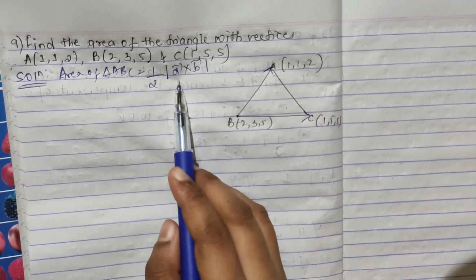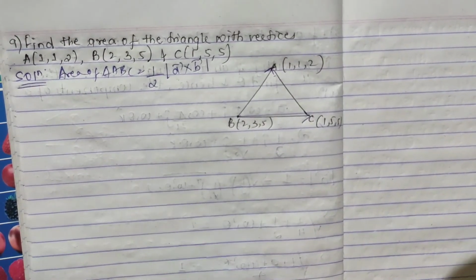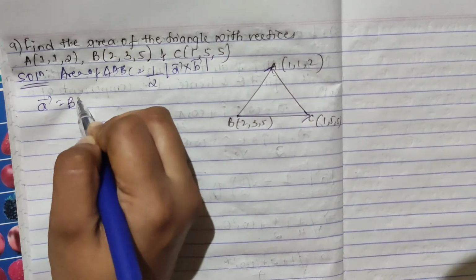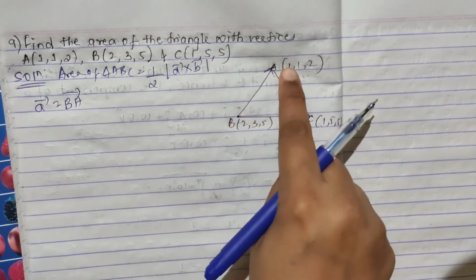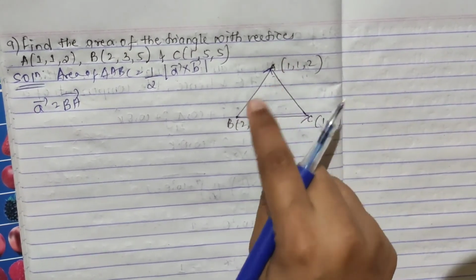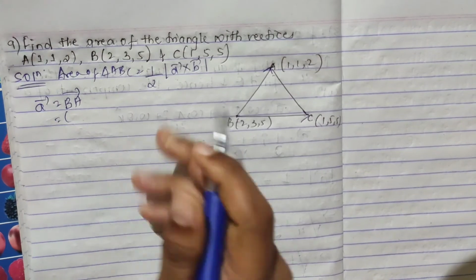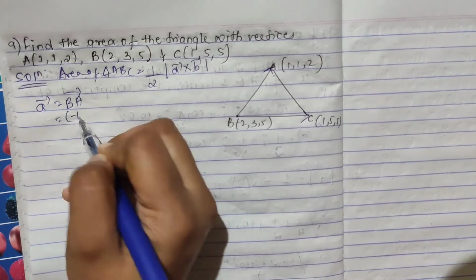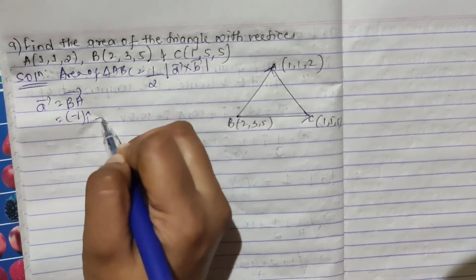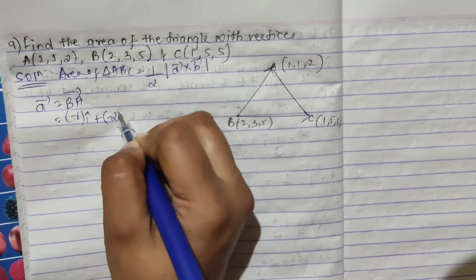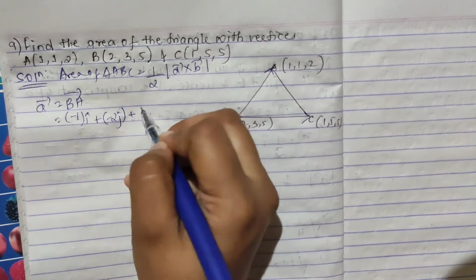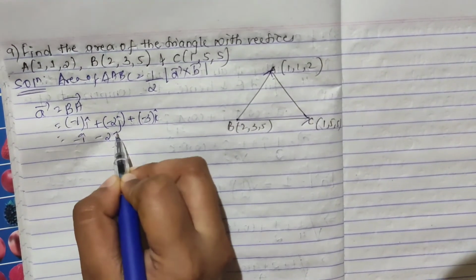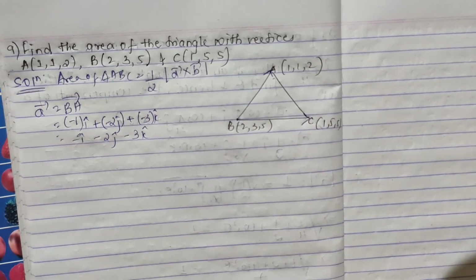We want to find vector A first, then vector B. Vector A is BA, from B to A, so we subtract components. 2 minus 1, 1 minus 2 is minus 1 i cap, plus 1 minus 3 is minus 2 j cap, plus 2 minus 5 is minus 3 k cap. So you get minus i cap minus 2 j cap minus 3 k cap. Don't forget it.